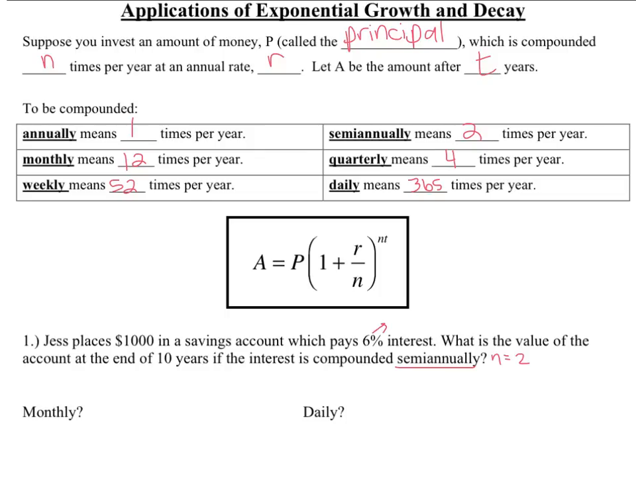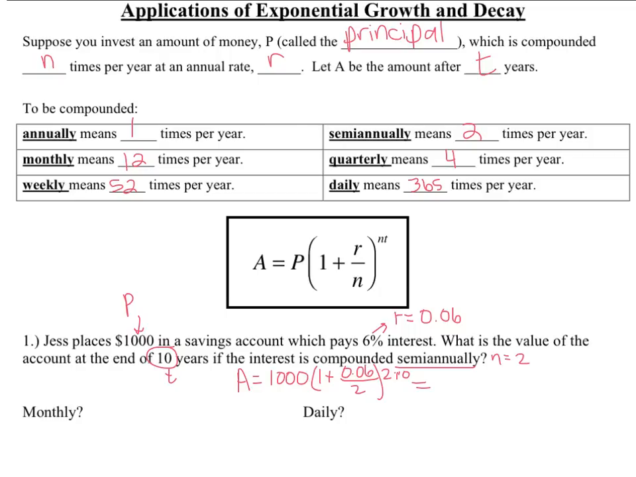6% is a percentage, and we want it as a decimal, so we're going to divide by 100 or move the decimal 2 places to the left to get 0.06. The $1,000 is the principal, the initial investment, and the time is 10. So if we plug into our formula, A equals the principal investment, $1,000, times 1 plus that interest rate as a decimal, 0.06, divided by the number of times it's compounded, all raised to the nt power, so 2 times 10.